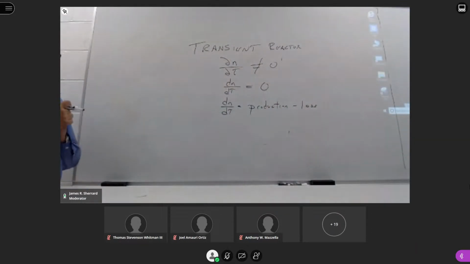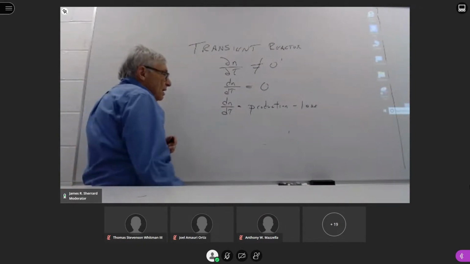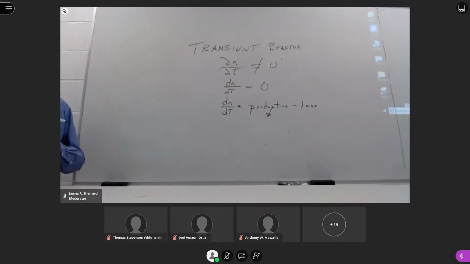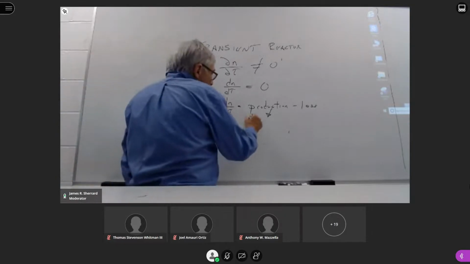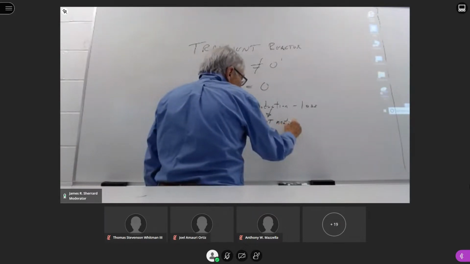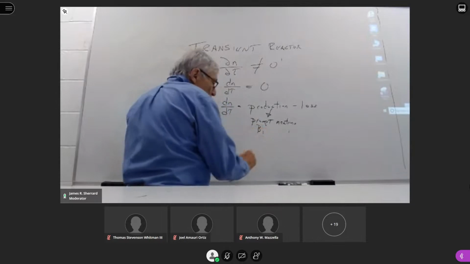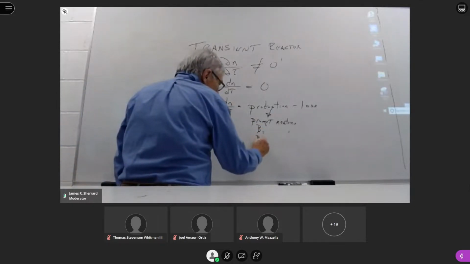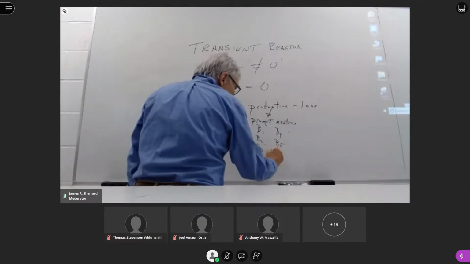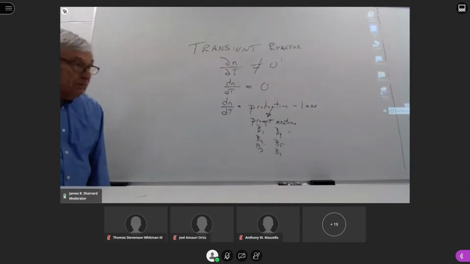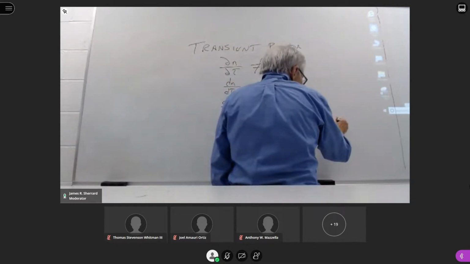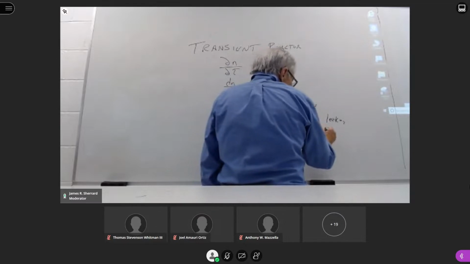we can always say that this is production minus loss. In this particular case, if I look at the production term, there are actually 7 parts to that. We have the prompt neutrons, and then we have delayed group 1, delayed group 2, 3, 4, 5, and 6. For losses, we still have leakage, and we still have absorption.